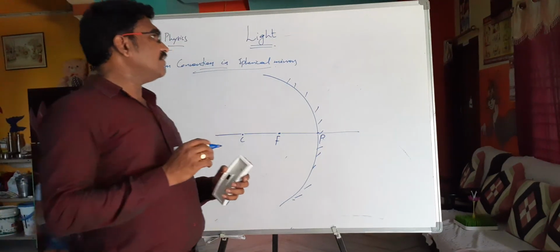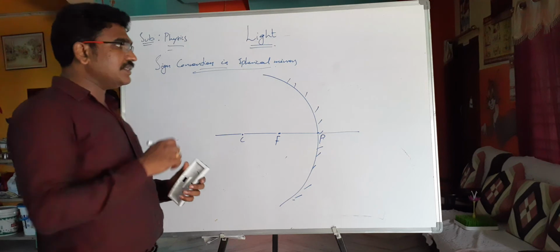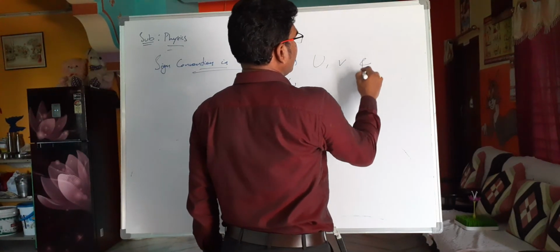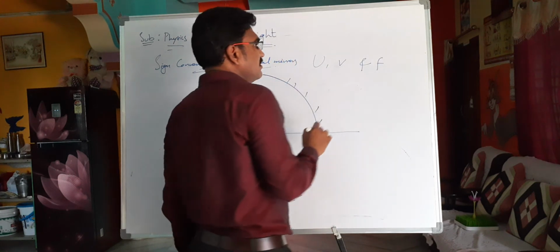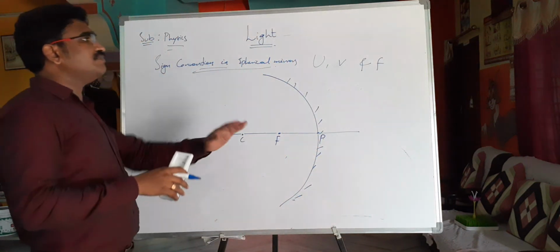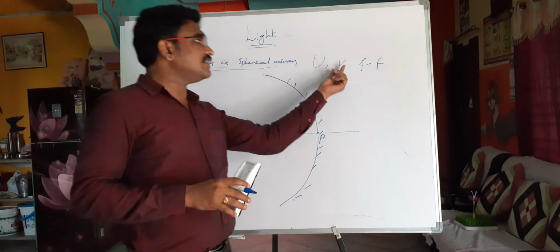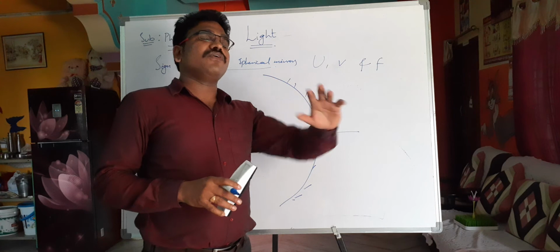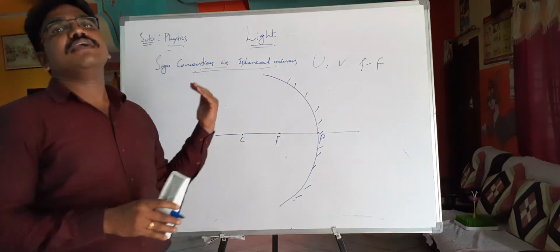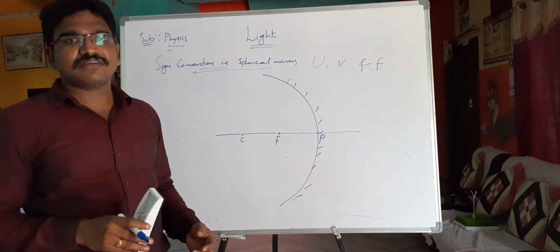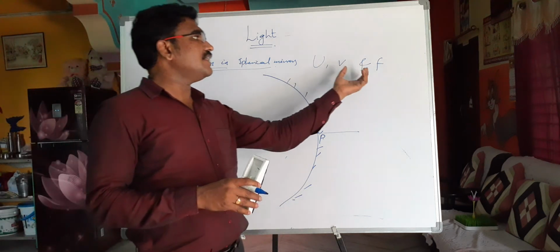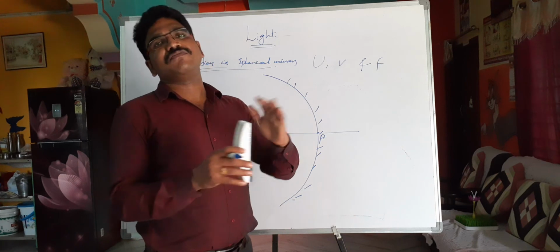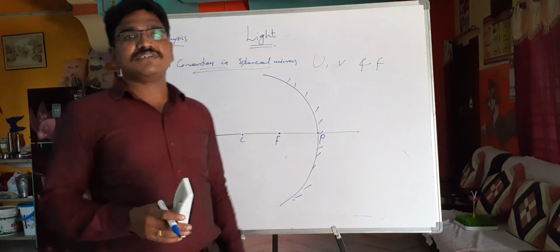Now we are going to discuss another important point, the relation between u, v and f. When the object is at different distances, what will be the distance of the images and for what focal lengths. When the focal length is varied, the image characteristics are also varied. There is a relation between focal length and image characteristics.